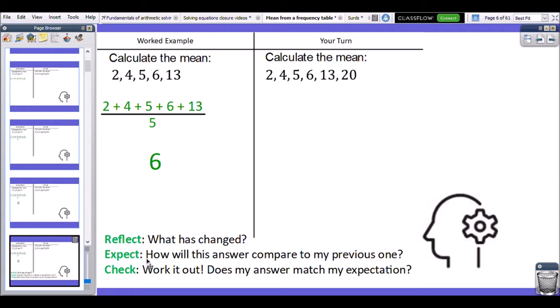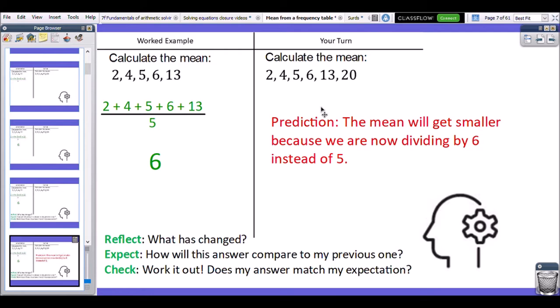So now I need to expect. How will this answer compare to my previous one? There's a few ways you can look at this. If I make a prediction now, I could say, well, because I've added on one extra number, instead of dividing by 5, I'm dividing by 6. So one prediction I could make is that the mean will get smaller because instead of dividing by 5, I'm now dividing by 6.